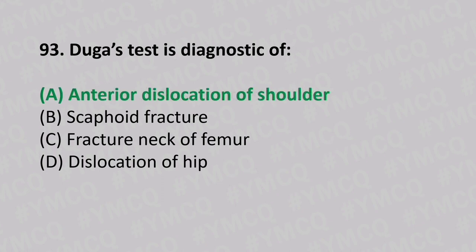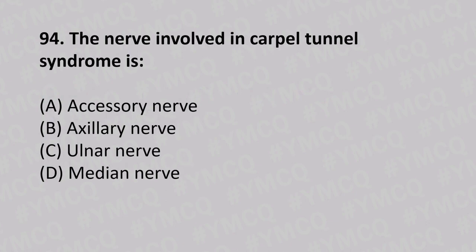Moving to our 94th question, nerve involved in carpal tunnel syndrome is: option A, accessory nerve; option B, axillary nerve; option C, ulnar nerve; option D, median nerve. And the answer is option D, median nerve.